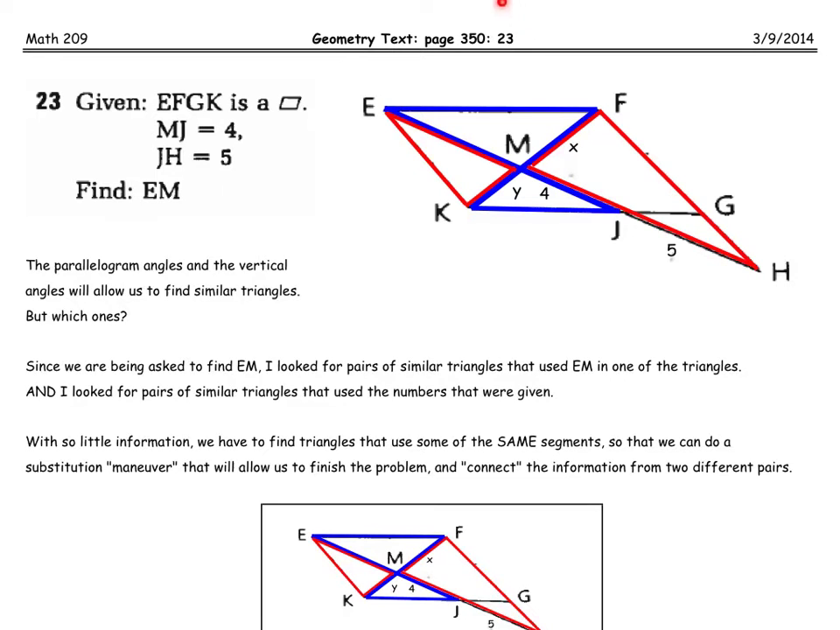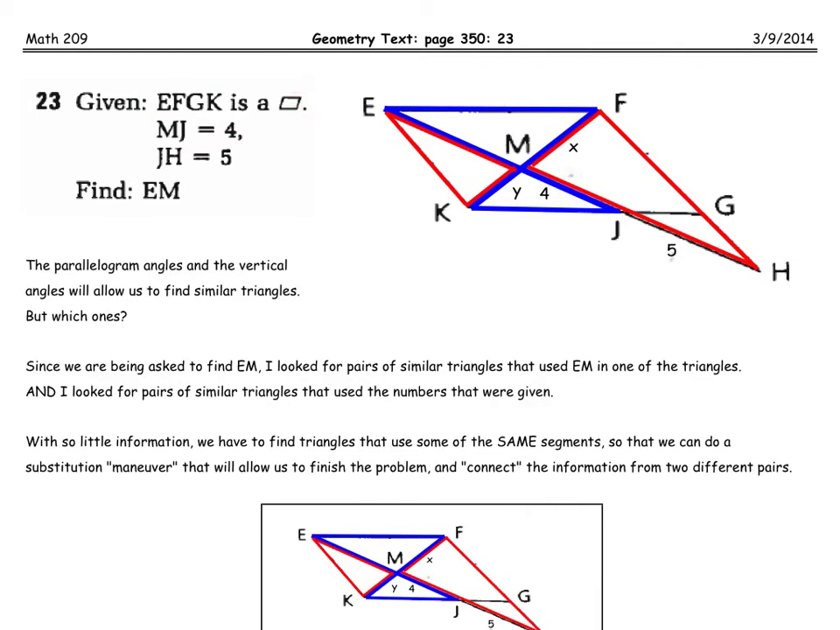Here's the solution to page 350, number 23. It is a very difficult problem, a C problem, and no, you won't have anything like this on your math test except possibly for extra credit. The reason to look over this proof is because it is challenging and it's good practice in finding a needle in a haystack, which is what sometimes you have to do to find the triangles you need.